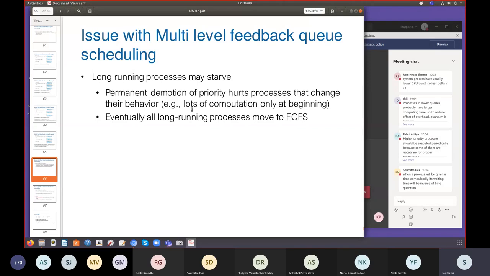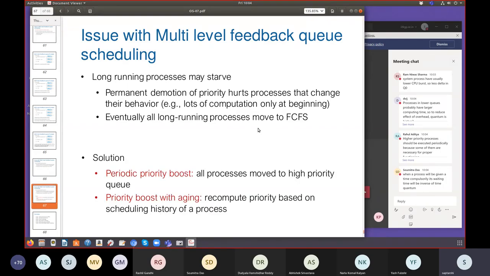Example, say it's unlikely, but maybe a process has lots of computation at the beginning, but later it shifts to interactive mode. Suppose you write this kind of a program which does a lot of computation in the beginning, but then it shifts to interactive mode. Those programs will suffer, since it has a lot of computation at the beginning, its priority will be decreased. So by the time it reaches the interactive part, maybe it has a very low priority. Right. So these kinds of problems are there, and therefore some solutions have also been proposed.